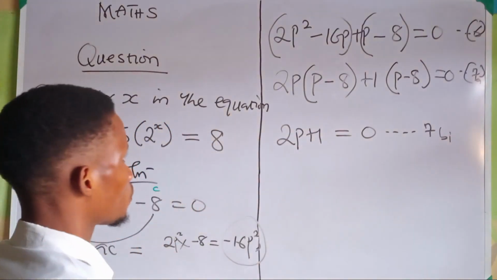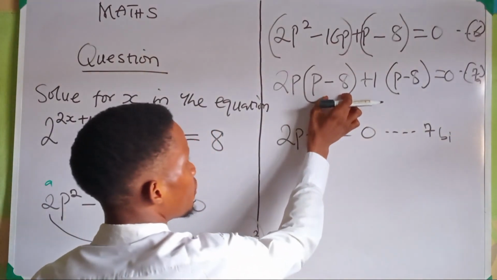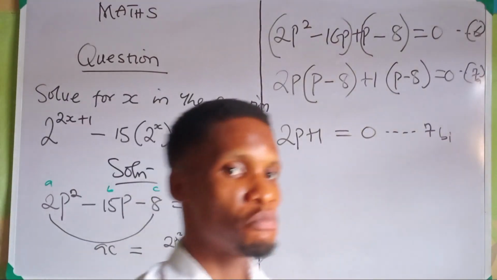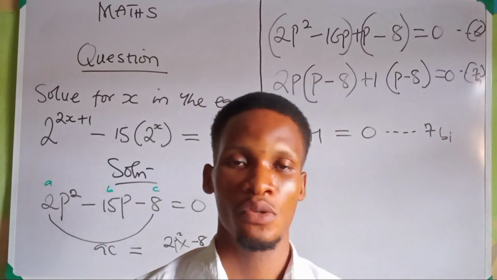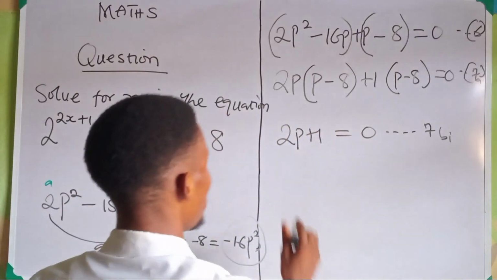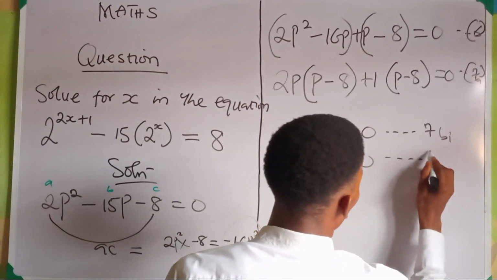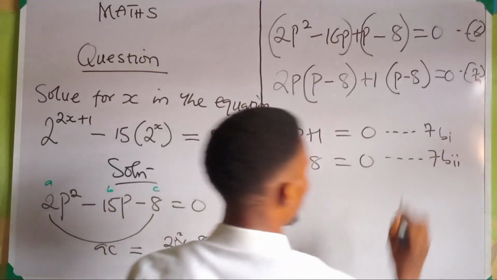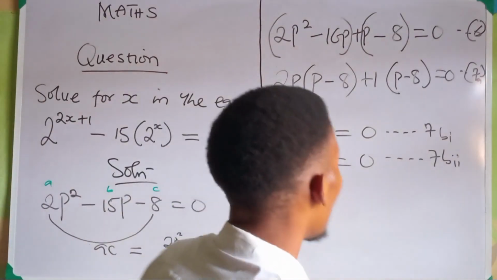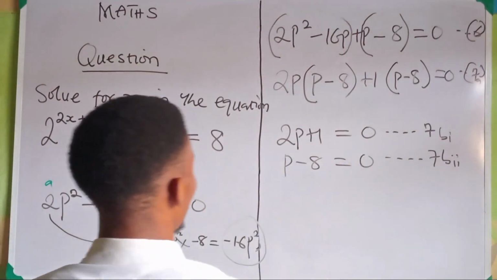Then another one, this will have p minus 8. p minus 8. There's no need for us to take p minus 8 twice. Since they are the same, we're going to pick one of them, which is p minus 8 is equal to what? 0. This is equation 7bii. Okay, so we're now arriving at the answer which they're expecting us to have.